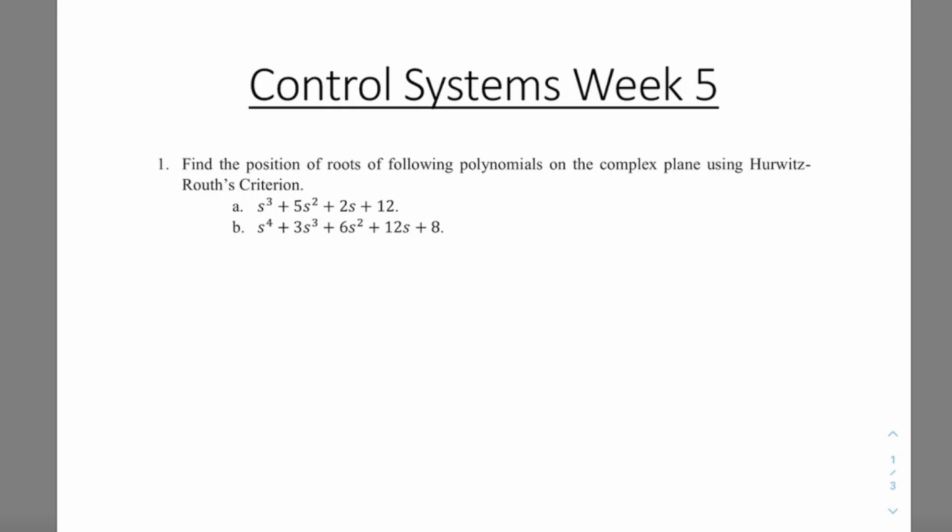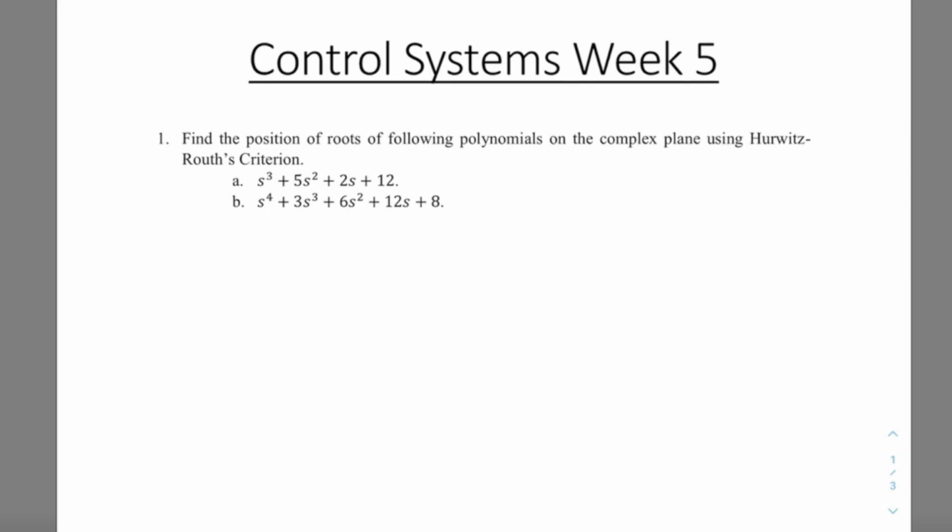So greetings, welcome to week 5, and today we'll be solving a few problems relating to the Hurwitz-Routh criteria, and we'll also take a look at one problem on PID controller.